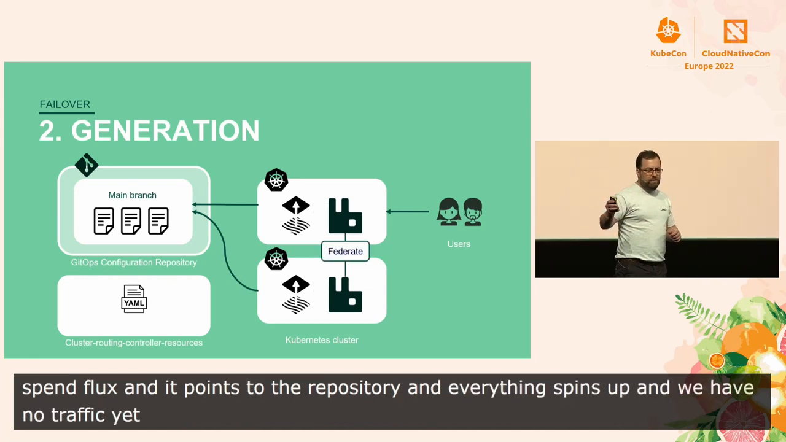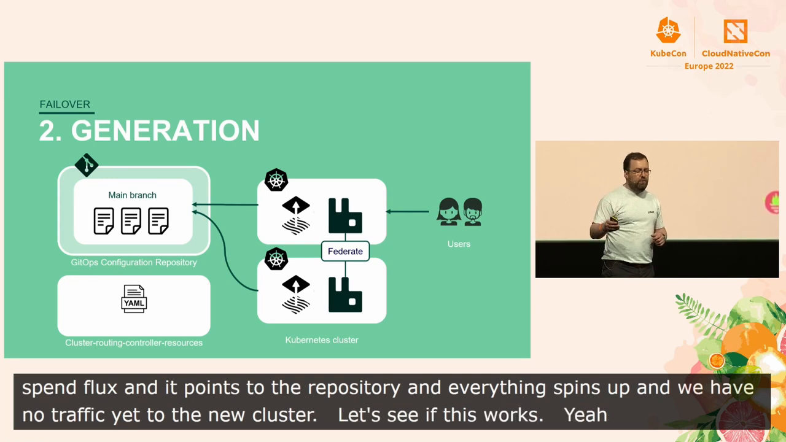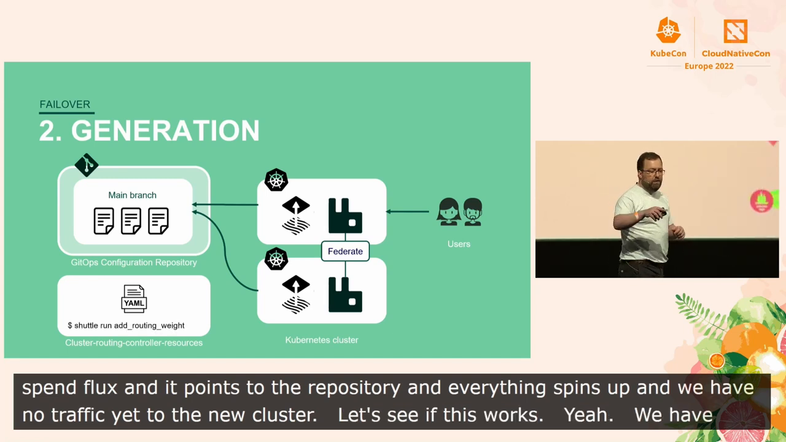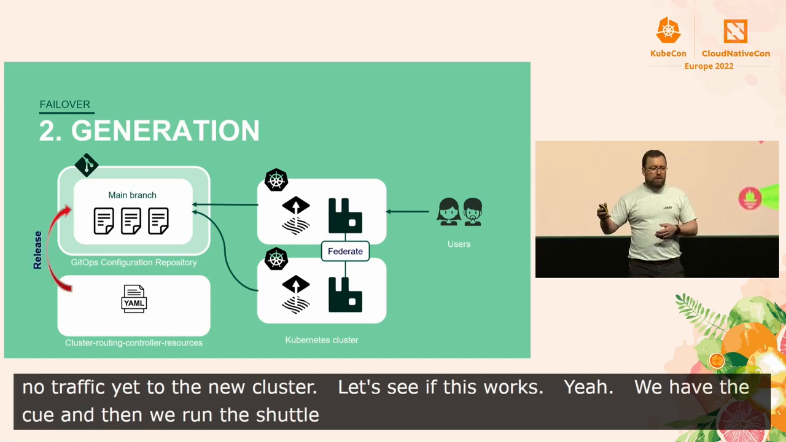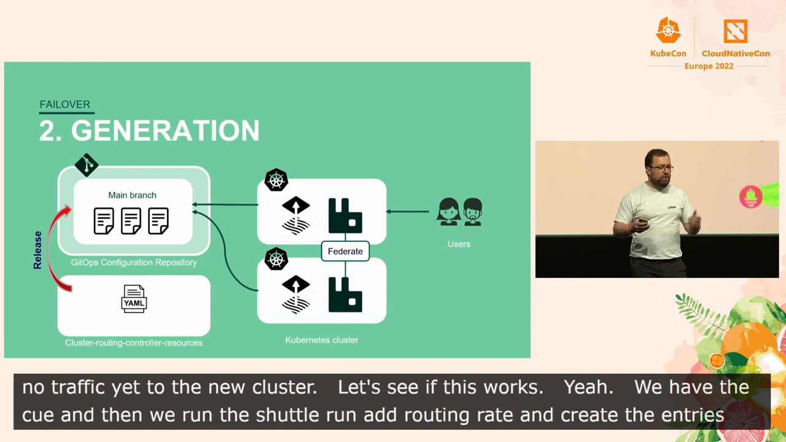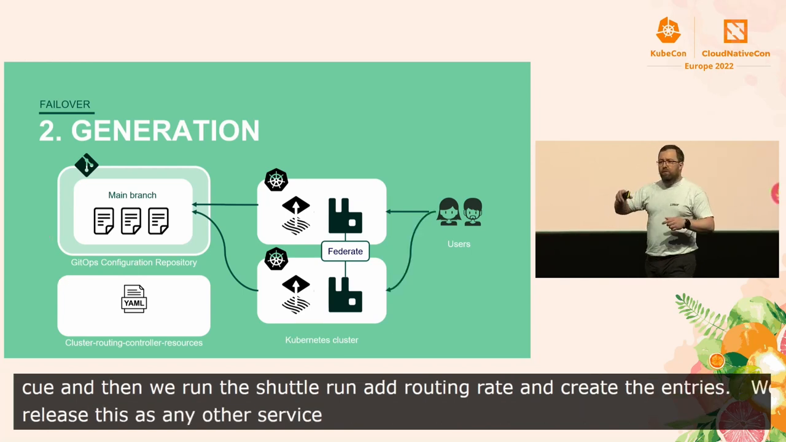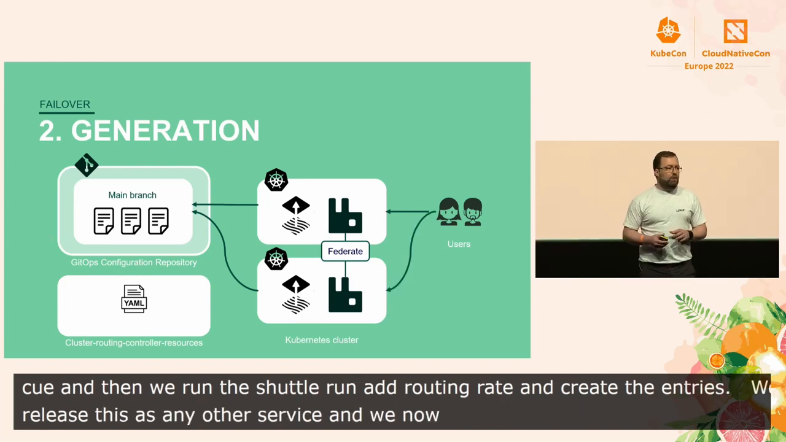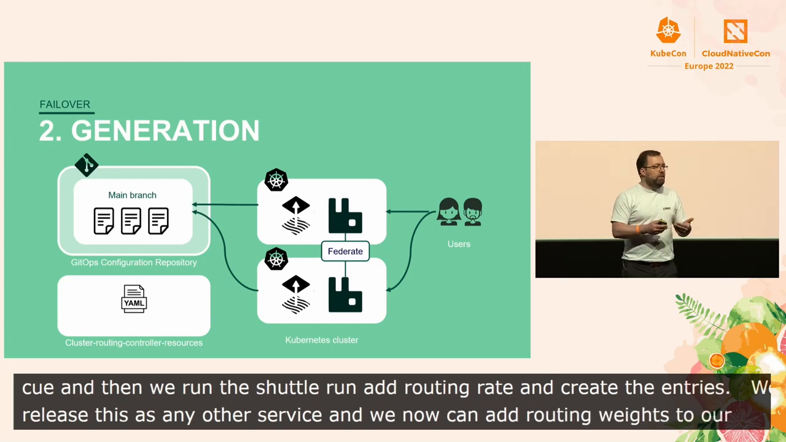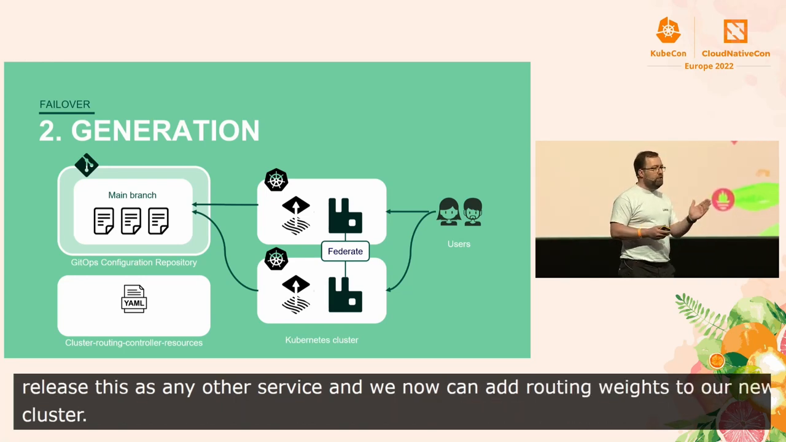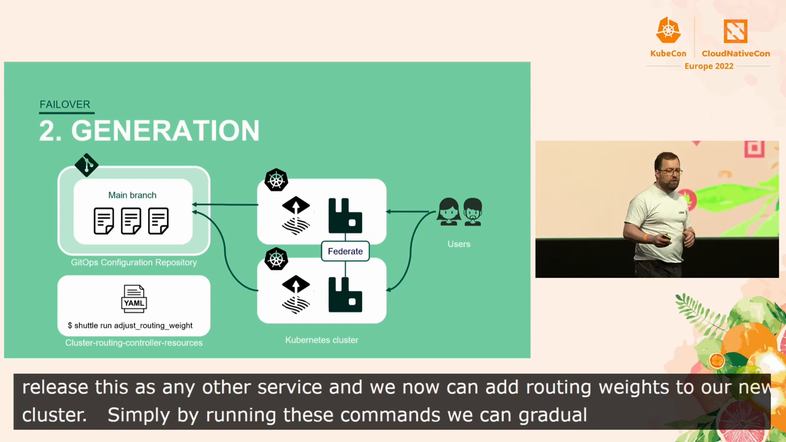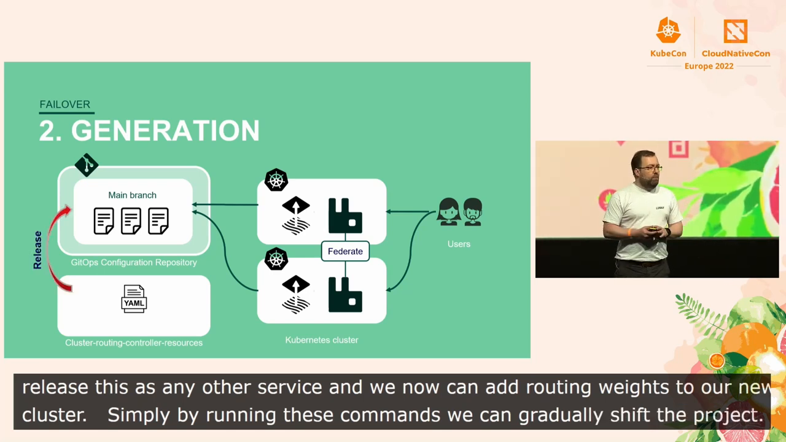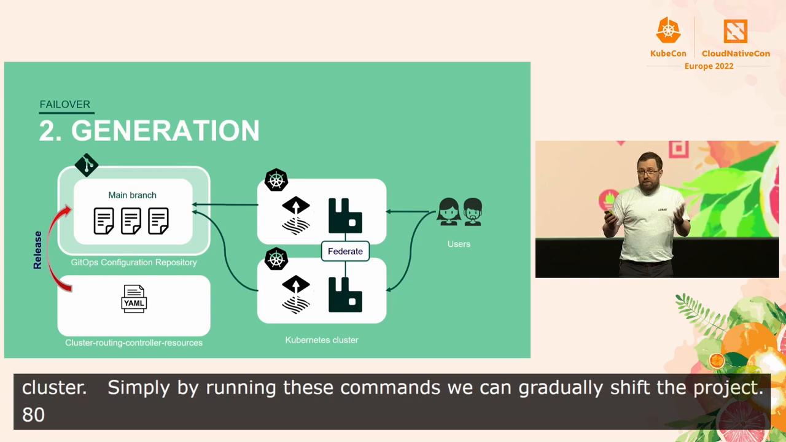Let's see if this works. Yeah, we federate the RabbitMQ. And then we run shuttle run add routing weight. It will then create the entries. We release this as any other service, and we now can add routing weights to our new cluster. And then simply by running these commands, we can gradually shift the traffic. So adjust routing weight to 50-50, 80-20, 100-0, and so on. Simply like releasing another application, which is a really nice workflow.